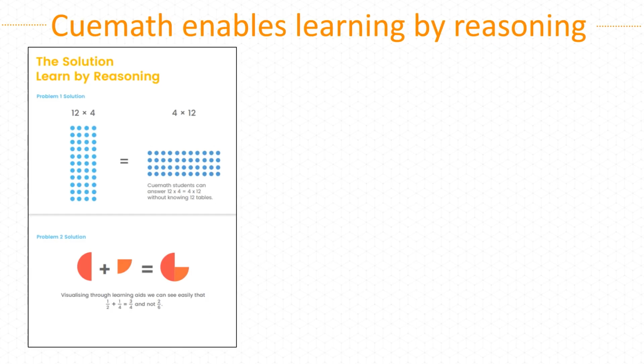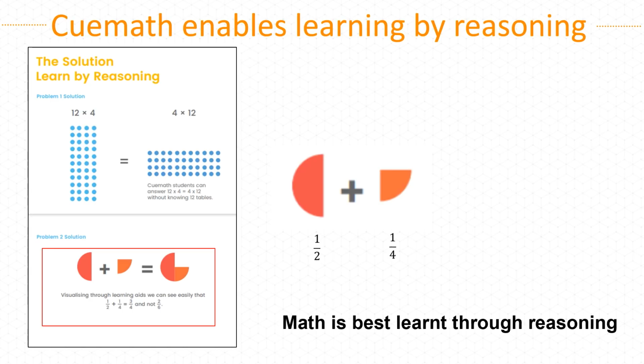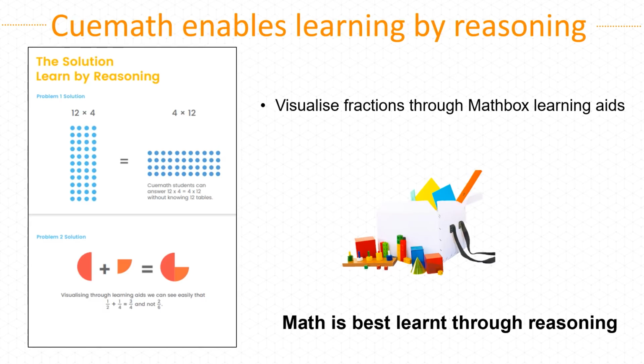Tell the parent that QMath students are allowed to learn math by reasoning. With our workbooks, they're able to visualize what 12 times 4 is, and this equips them to make the connection between 12 times 4 and 4 times 12. With this, they can finally deduce that the answer is 48 without really knowing the 12 times table. QMath students visualize concepts like fractions through the MathBox learning aids. They can then see that 1 by 2 plus 1 by 4 is just filling 3 parts out of 4 in a whole. And so the answer is 3 by 4, not 2 by 6. Let the parents know that QMath students use MathBox learning aids to understand concepts by connecting it to their surroundings.